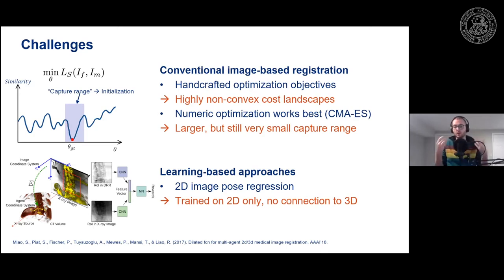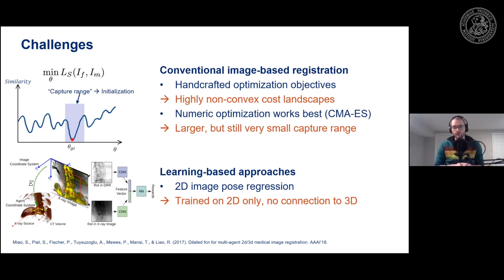Now, one way to overcome this issue is to use more advanced optimization techniques, for example, CMAES, that increase the overall capture range of our optimization problem, but it's still relatively narrow compared to the overall six degree of freedom space that you could potentially initialize your problem in. So overall, what we're finding is that conventional image-based 2D/3D registration is very, very heavily dependent on proper initialization.